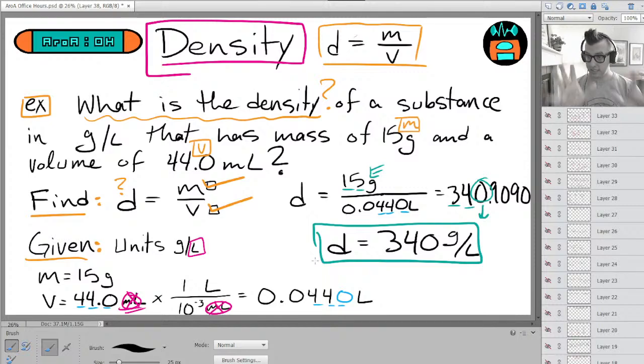All right, so take a step back and look at what we did. We were asked to find the density of a substance in grams per liter that has a mass of 15 grams and a volume of 44.0 milliliters. And we deconstructed the problem. We identified what we were trying to find, density. We wrote out what density equals, which, as an algebraic expression, gave us a roadmap for solving this problem. Told us we need mass, told us we need volume. We wrote down the unit specifications, we found the mass and volume, converted the volume so all the units lined up, and then crunched the numbers.